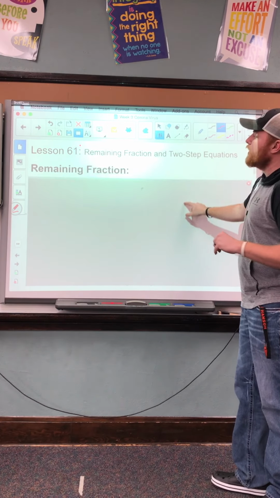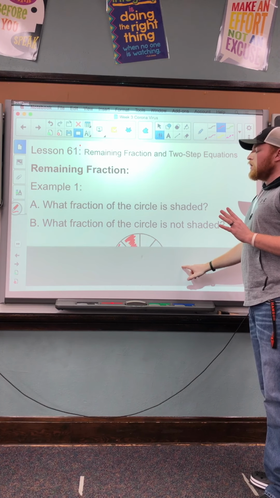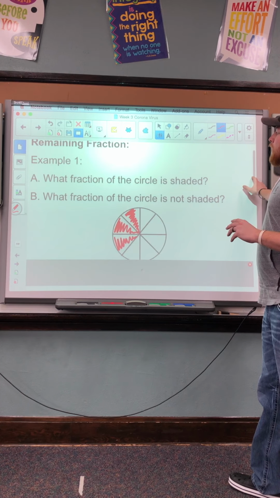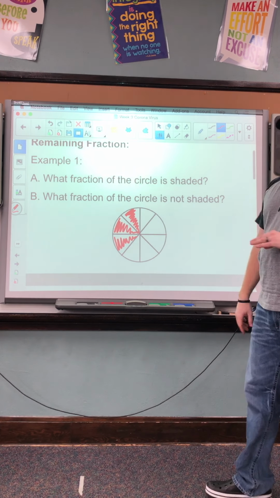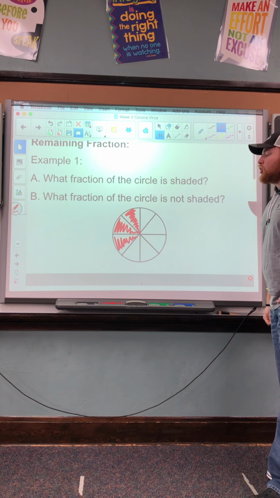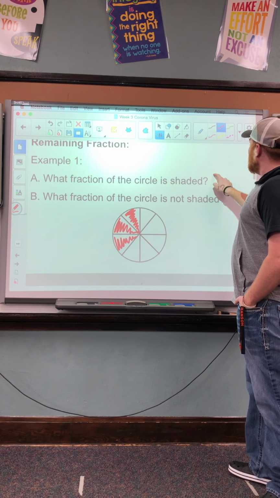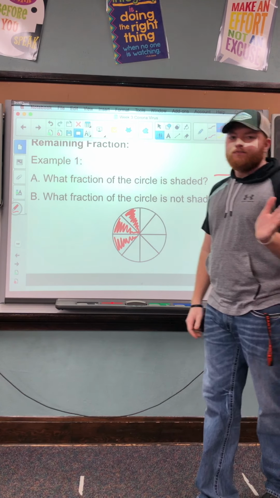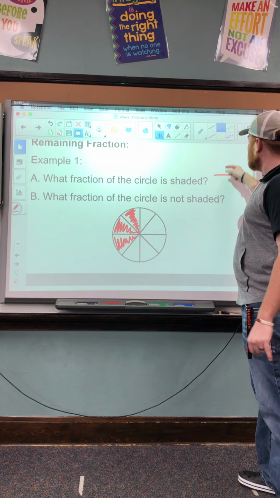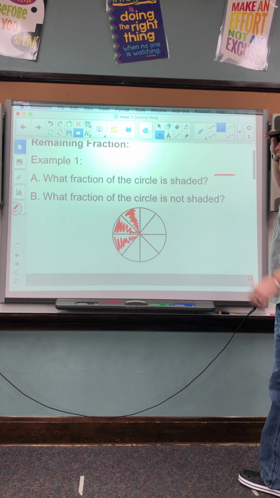All right, so here we go, lesson 61. First of all, we're going to start with remaining fractions. There's two parts to this example. The first part's asking, what fraction of the circle is shaded? So first part, there's going to be a fraction. Now remember numerator and denominator, North Dakota, remember that.